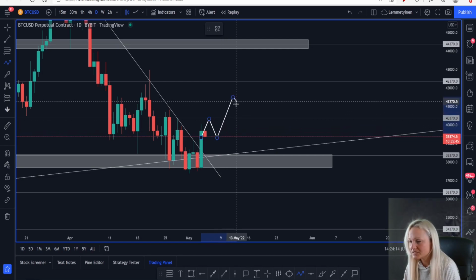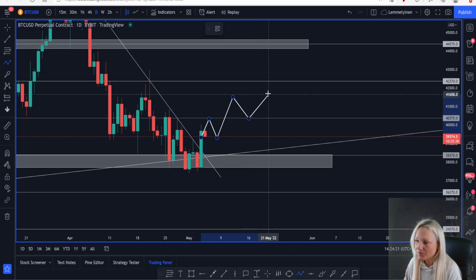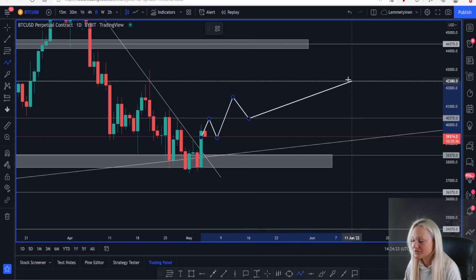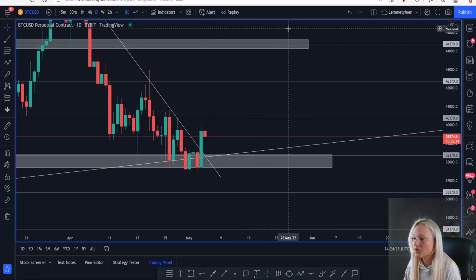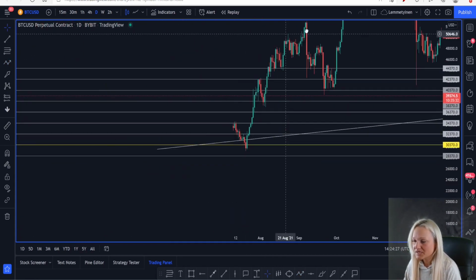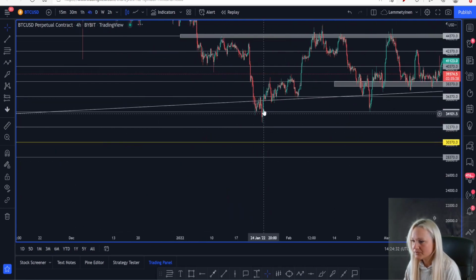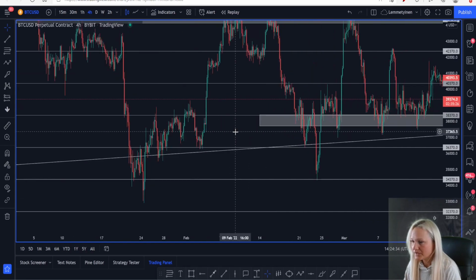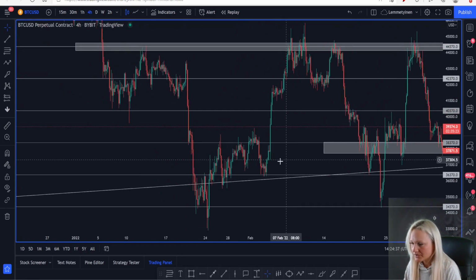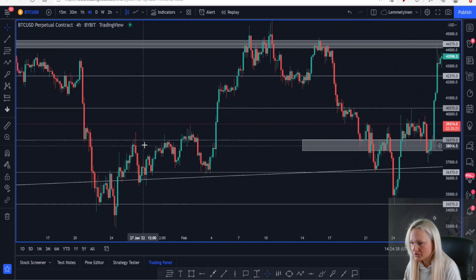But if we're breaking this level, you see the retest of 40,370, and you see the momentum up. That's when we're looking at 42,370, because if we go back in time, you can see that the market is always retesting these levels. You see the market goes from one level to another level. Even here, okay, zoom in, market is in consolidation.